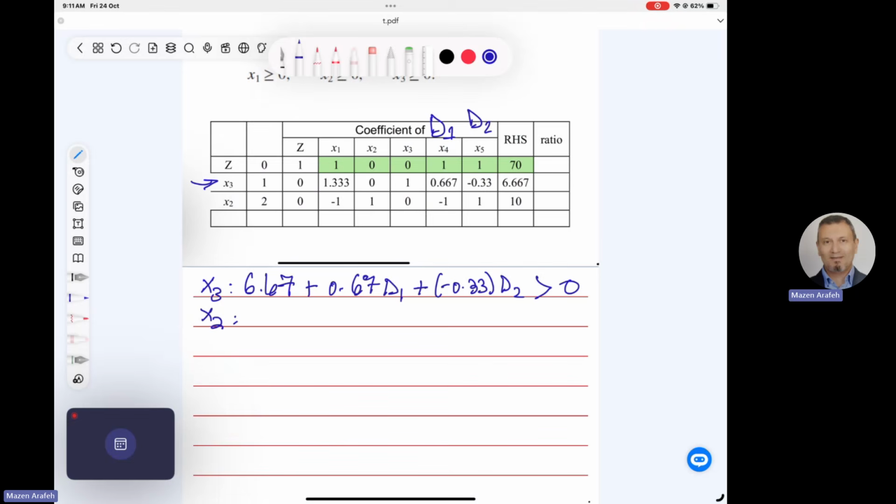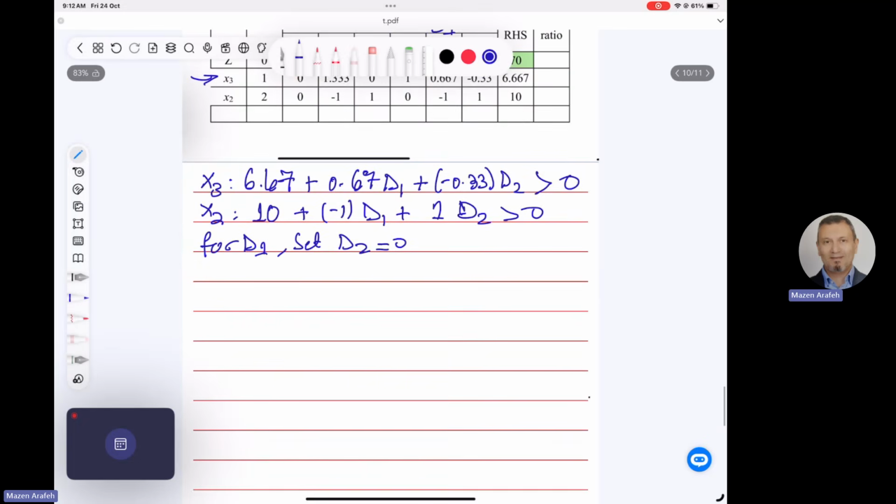Now x2 is equal to 10 plus negative 1 times d1 plus 1 times d2. So here again we want to have it greater than 0. We have two equations. So now to solve for d1, we set d2 equal to 0, and we take these two equations.